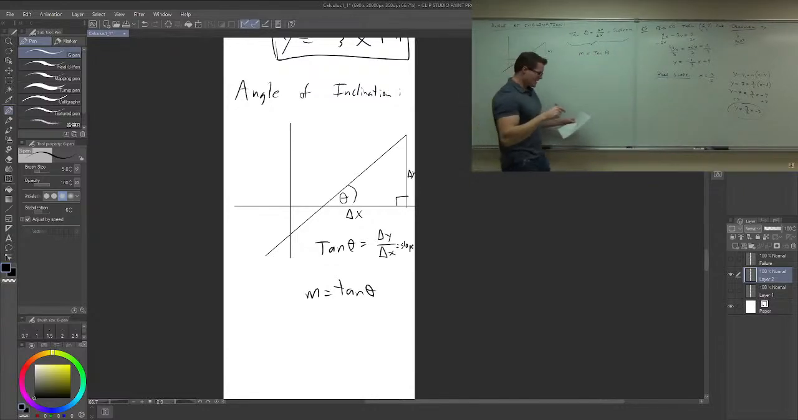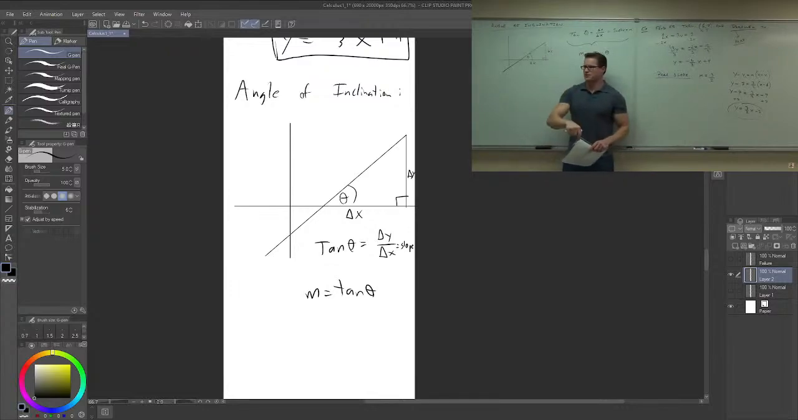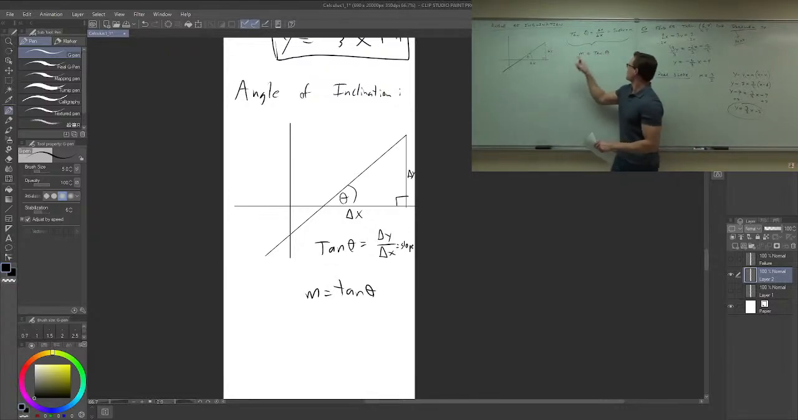What's kind of cool is it says that if you know the angle, you can find the slope. If you know the angle, you can do that in a calculator and you'll be able to find the slope. If you know the slope, you can find the angle. Those things are intertwined. They're equal to each other along with that tangent.